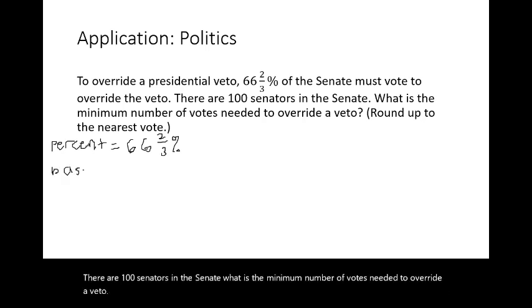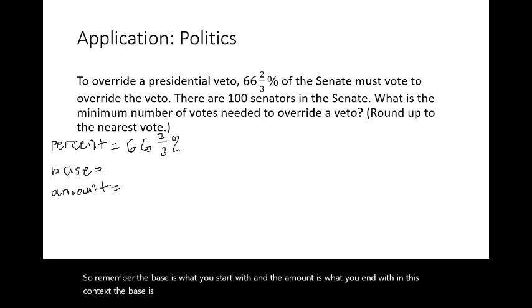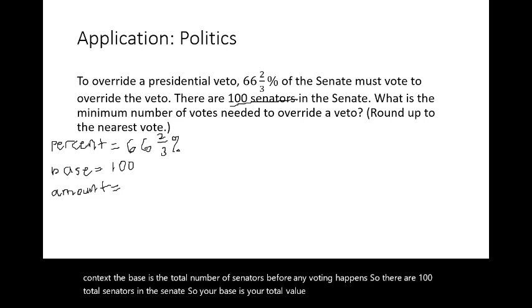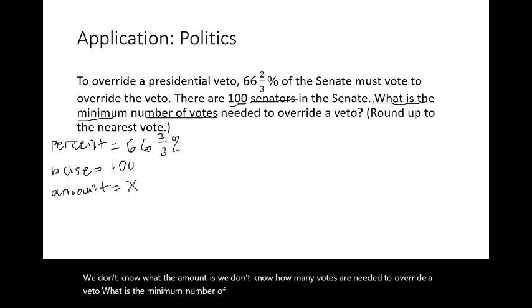So remember, the base is what you start with, and the amount is what you end with. In this context, the base is the total number of senators before any voting happens. So there are 100 total senators in the Senate, so your base is your total value, 100. Now the amount, we don't know what the amount is. We don't know how many votes are needed to override a veto. So what is the minimum number of votes needed? We do not know the amount.